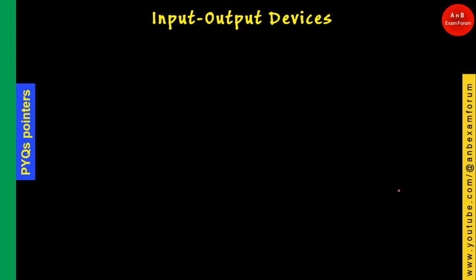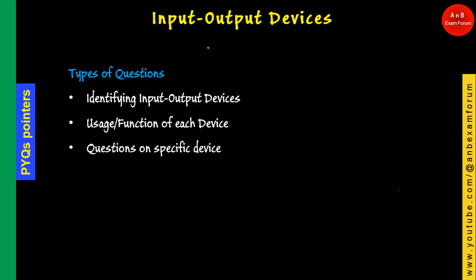The next topic is input and output device. This is a very important topic in computer awareness, and in this particular topic these types of questions can be asked in your exam. The first one is identifying input output devices. The second one is usage or function of each device, and the third one is questions on a specific device.